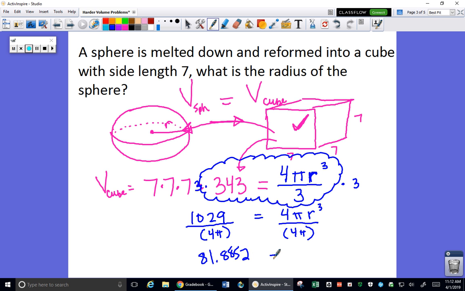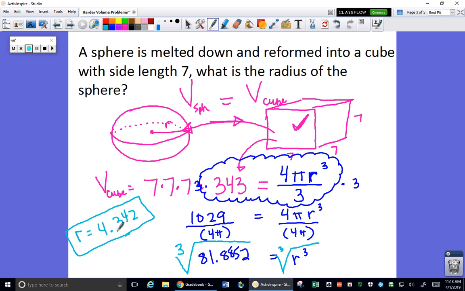81.8852 and a bunch of decimals equals r cubed. And our last step to solve this for r is to cube root both sides. Okay, so hopefully you know where that button is in your calculator. Different calculators have that button hidden in different places. Hopefully you can find it. So my sphere started off with a radius of 4.342 units that ended up into a cube with a side length of exactly 7.